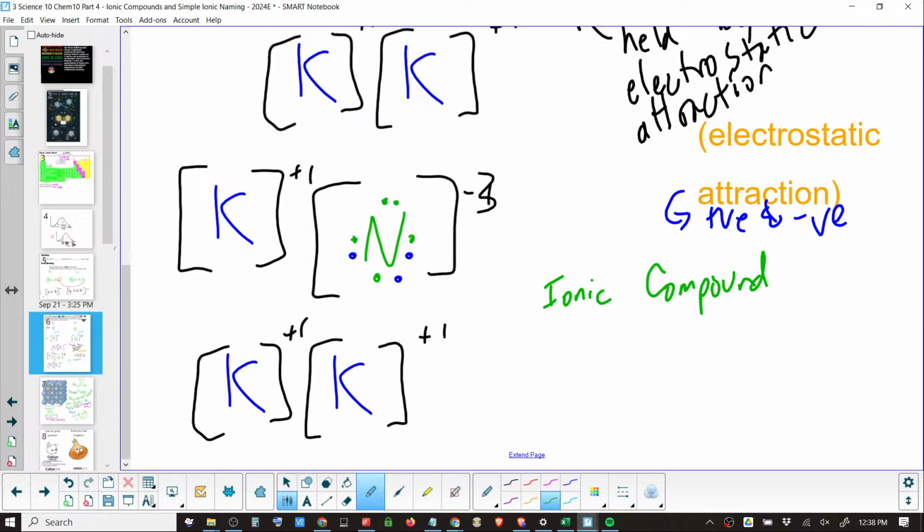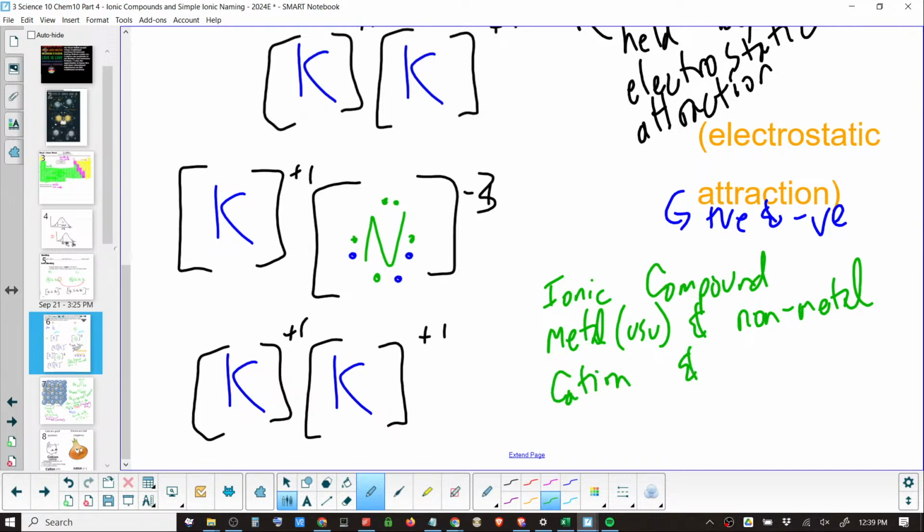What type of elements make up an ionic compound? Yep. A metal and a non-metal. So we have a metal and a non-metal. There are exceptions to the metal-non-metal rule. So overall, you must have a cation and an anion. And we'll see a few examples of that a little later on. But especially if they're single elements, it'll be a metal and a non-metal.